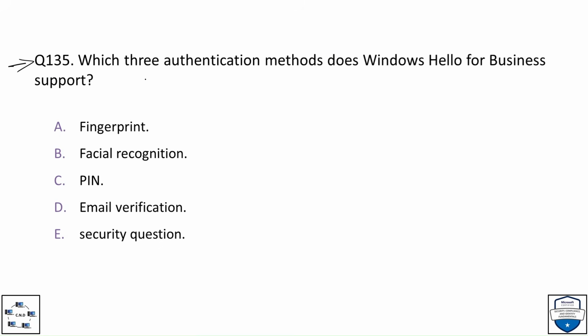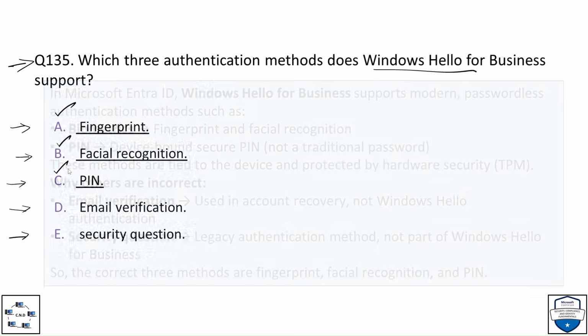Question number 135. Which three authentication methods does Windows Hello for Business support? Option A, fingerprint, option B, facial recognition, option C, PIN, option D, email verification, and option E, security question. And the correct options are, so we have to choose three options. Option A, fingerprint, option B, facial recognition, and option C, PIN.